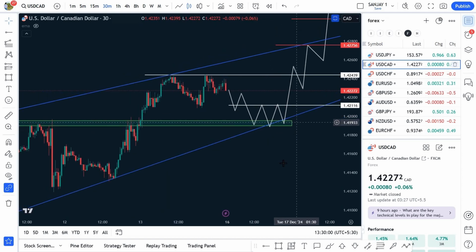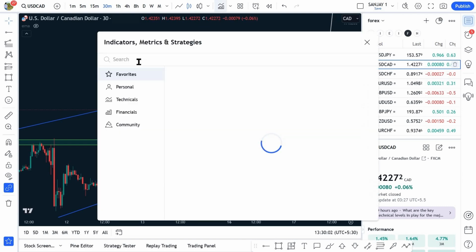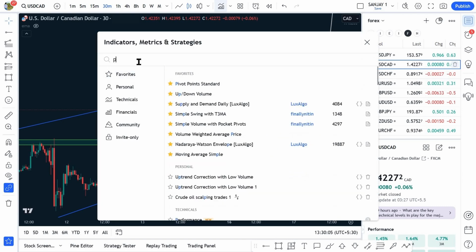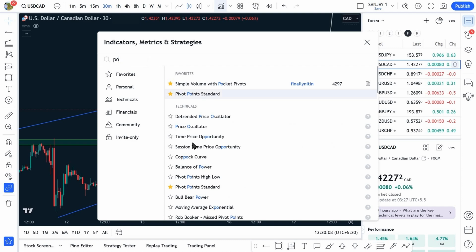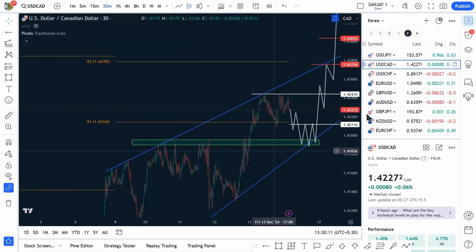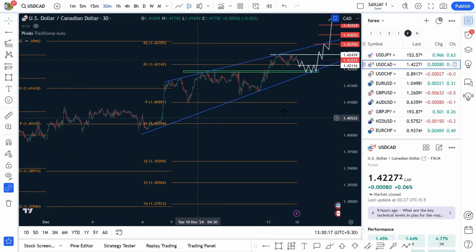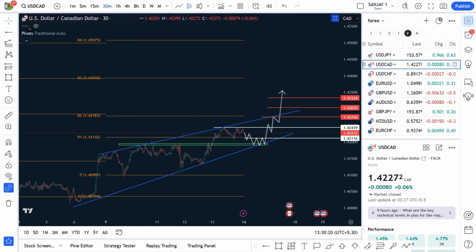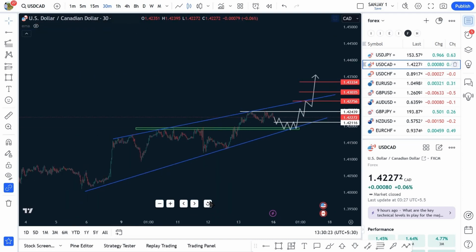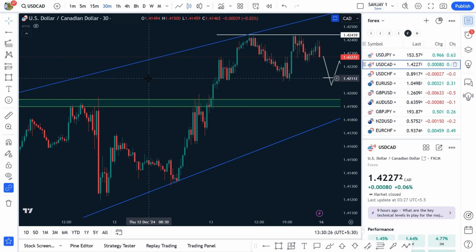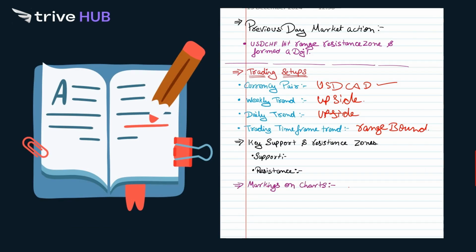You can also simply use pivot levels, power pivot levels. In the indicator section, you can search for pivot levels and automatically you will see some important support and resistance zones marked on the chart for each and every day. After marking support and resistance areas, you have to mark each and everything on the chart, because the chart will be the primary thing that you will be watching in the live market.